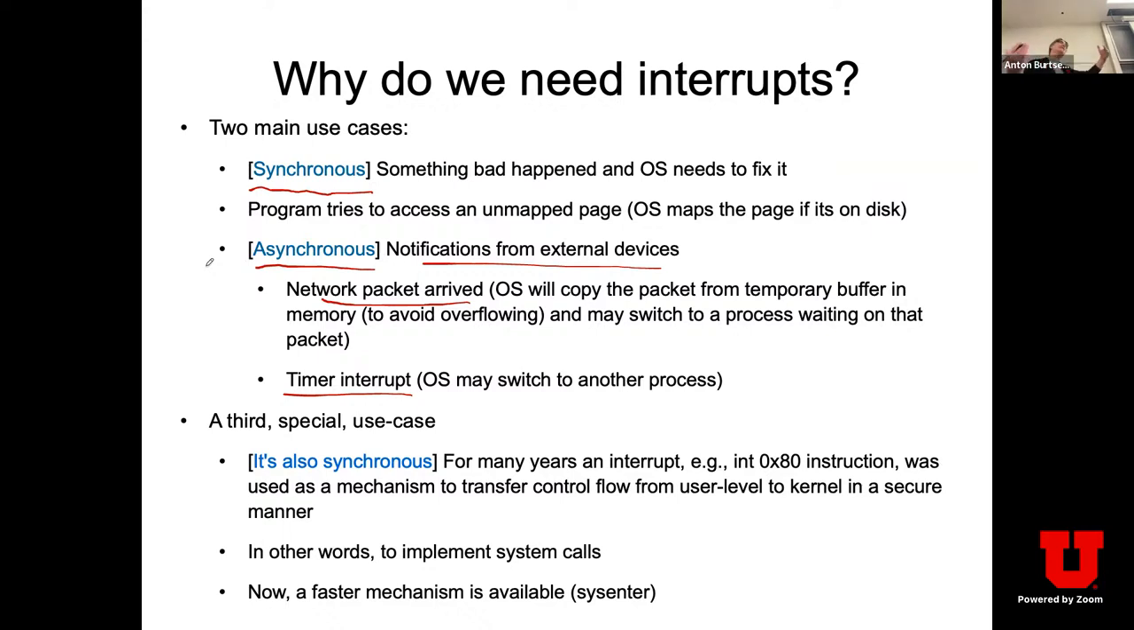But you got it that asynchronous, your code is running at user level, you're running some loop, you compute something, and a timer interrupt arrives and it preempts execution of your program, right? So this is asynchronous to the program. Nothing bad happened. It's just that some event happened concurrently, right? And there is a third special case, which is also synchronous.